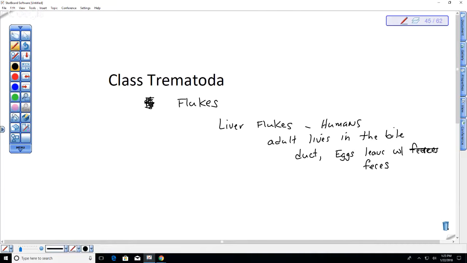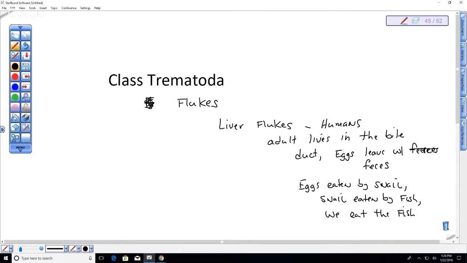In some instances, if the eggs are deposited in water, right, so if they get into the water, they can be taken up by a snail, and then the fish can eat the snail, and then we can eat the fish, and then the life cycle will be completed. Okay. So eggs eaten by snail, snail eaten by fish, we eat the fish. And interestingly, a lot of things can go wrong. The snails don't get eaten by the fish, right? They might just die, and then the parasite would die with them.